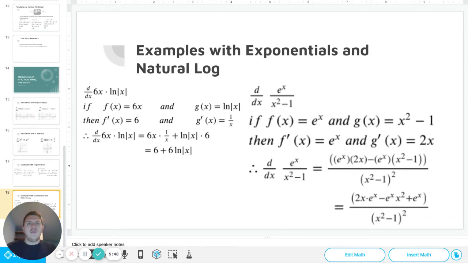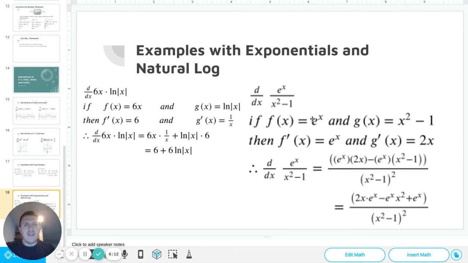But of course, when we use the quotient rule, things get a little messy, as is expected here. So let's take a look. If I have e to the x divided by x squared minus 1, because e to the x increases rapidly, so if we wanted to reduce it, or it kind of slows down, we could do this. So if f of x is equal to e to the x and g of x is equal to x squared minus 1, we apply our quotient rule here to find the derivative.